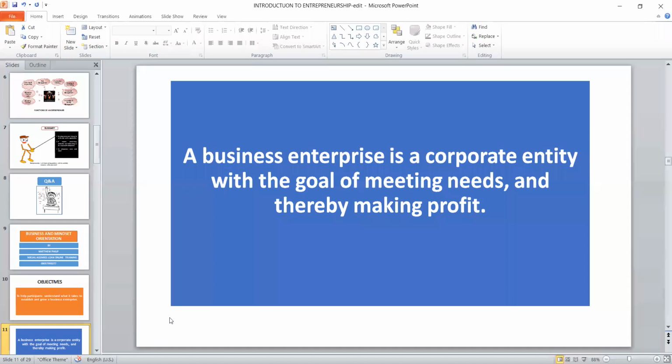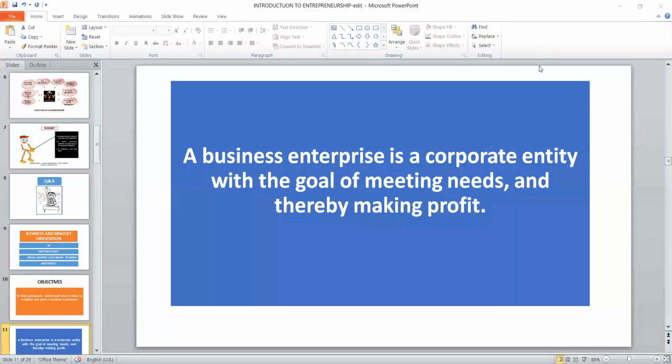A lot of people do business because of profit. But if you take a look at this definition, number one goal of a business enterprise is meeting needs. So before you embark on any business, you must ask yourself, what are the identified needs in that industry? What are the current problems in that industry? What are the current challenges in the industry? What are the identified needs in the industry?